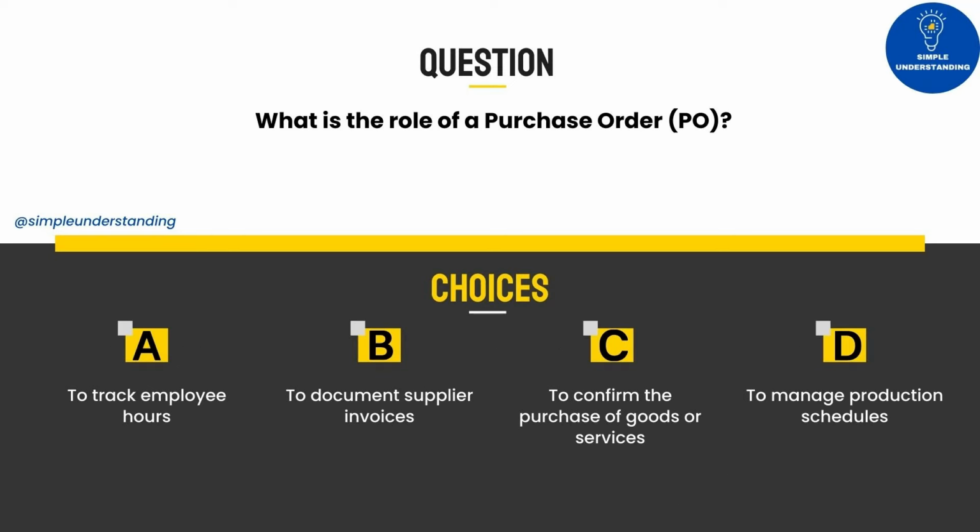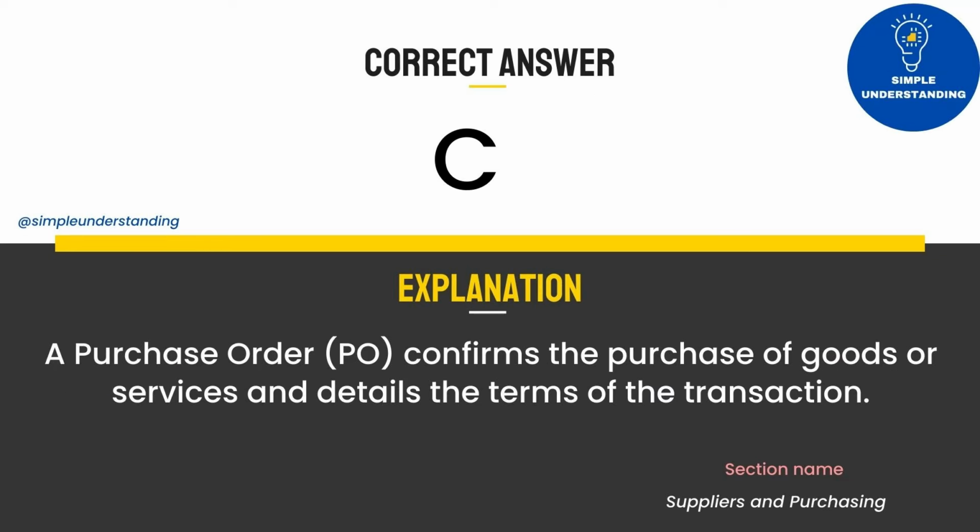7. What is the role of a purchase order, PO? A. To track employee hours. B. To document supplier invoices. C. To confirm the purchase of goods or services. D. To manage production schedules. Correct answer: C. Overall explanation. A purchase order, PO, confirms the purchase of goods or services and details the terms of the transaction.